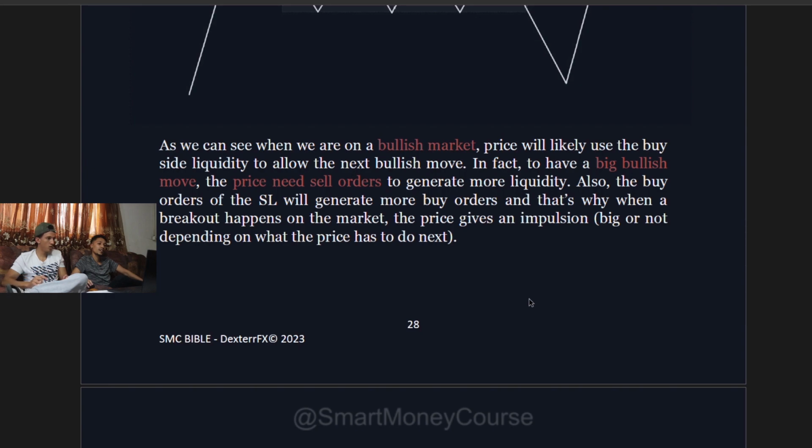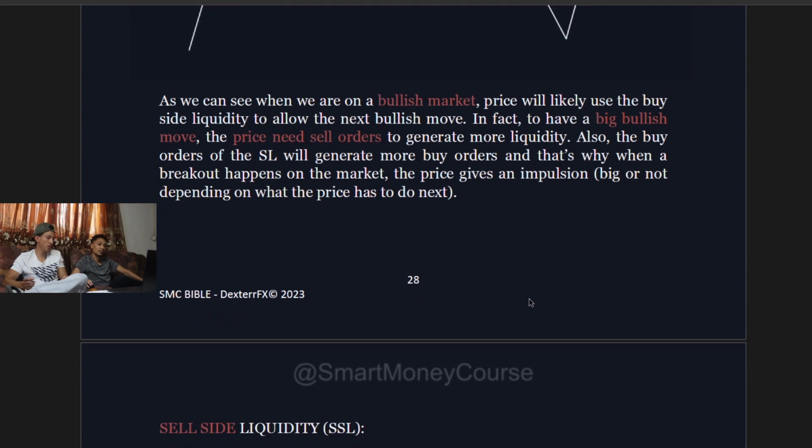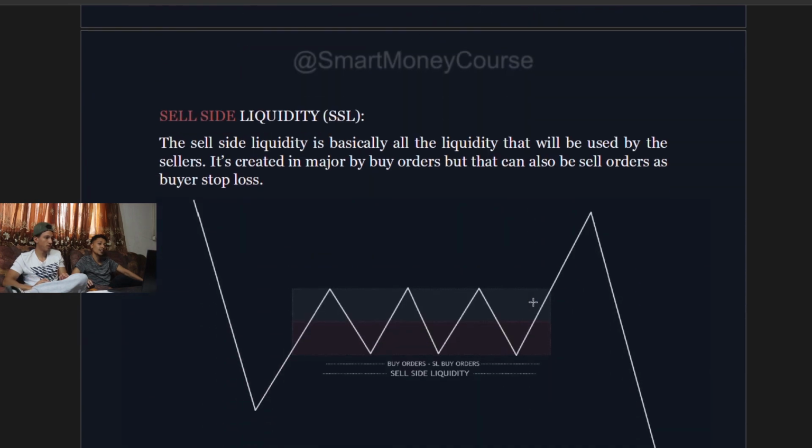As you can see, when we are on a bullish market, price will likely use the buy side liquidity to allow the next bullish move. In fact, to have a big bullish move, the price needs sell orders to generate more liquidity. Also, the buy orders of the stop losses will generate more buy orders, and that's why when a breakout happens on the market, the price gives an impulsive move, big or not, depending on what the price has to do next.